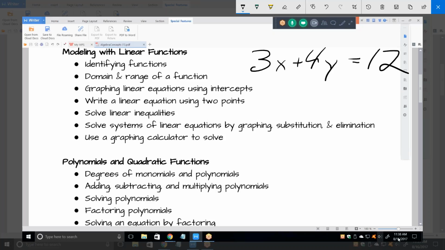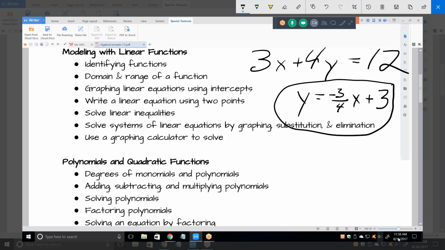Now, I didn't have to write it like this. If I manipulate this function, I can turn it into another form. Those are the same two functions. The only difference is that to get to the second one, I solved for y. I wanted to get it into y equals mx plus b format. Tell me the slope and the y-intercept.